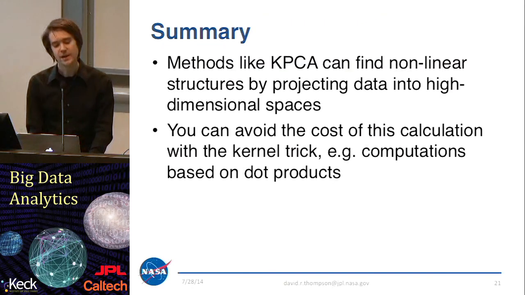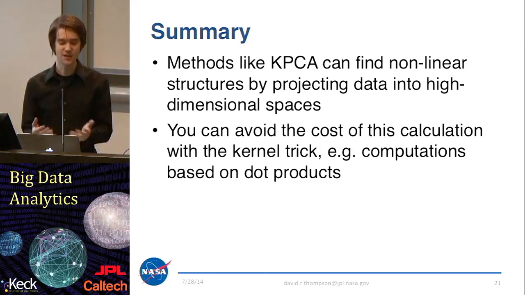Okay, so in summary, methods like kernel principal component analysis can find nonlinear structures by projecting data into higher dimensional spaces and then applying the same linear toolkit from PCA in those implicit spaces. And you can avoid the cost of this calculation with the kernel trick, that is computations based on dot products, which are represented by a kernel function that you can define.